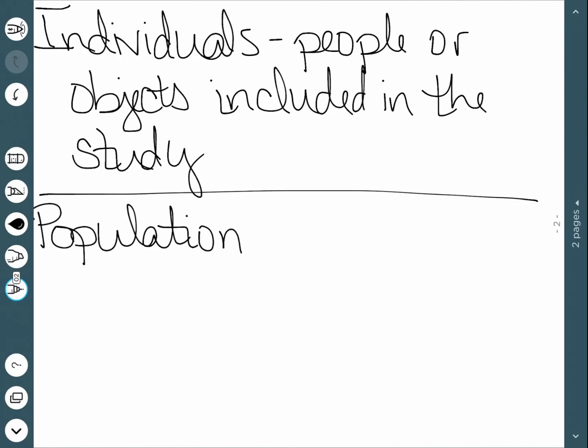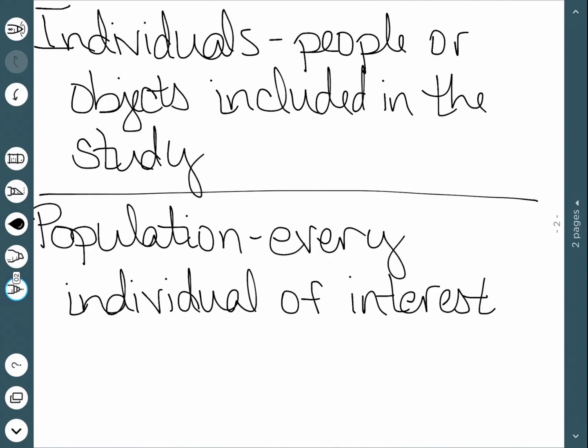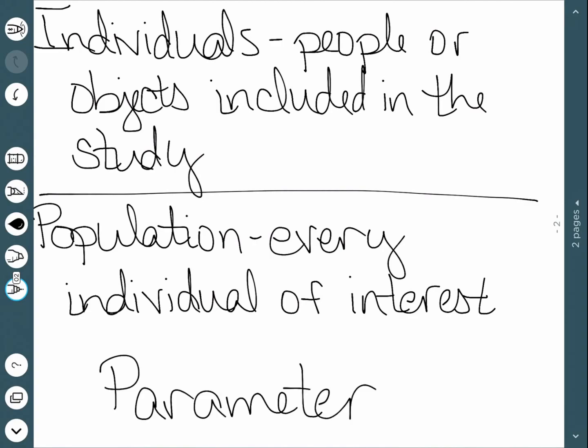And a population is every individual of interest, everyone that we are interested in for this study. Depending on what the study is, maybe we're looking at all adults throughout the world, or maybe we're looking at all Americans, or maybe we're only looking at everyone between a certain age group in a particular state. There's lots of different things that the population could be, but it's everyone of interest that you might want to apply your research and study to. And as we're doing statistics, anything that describes a population is known as a parameter. So anything that talks about the entire population as a whole is known as a parameter.